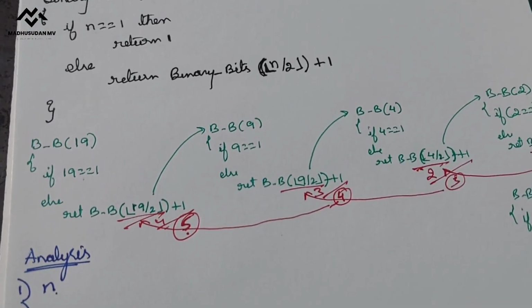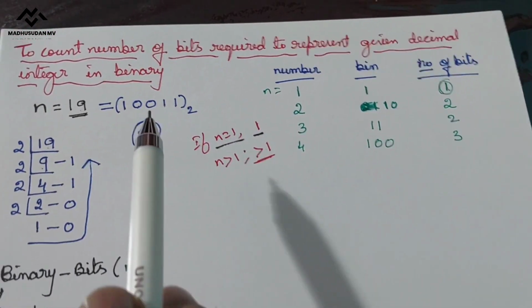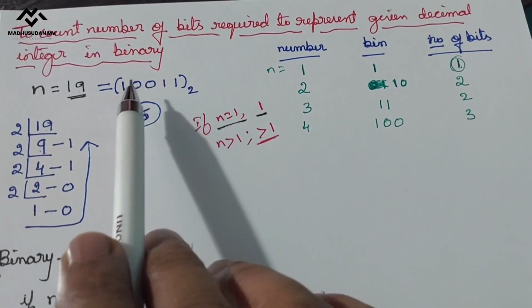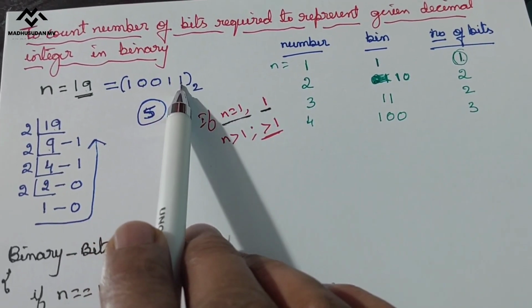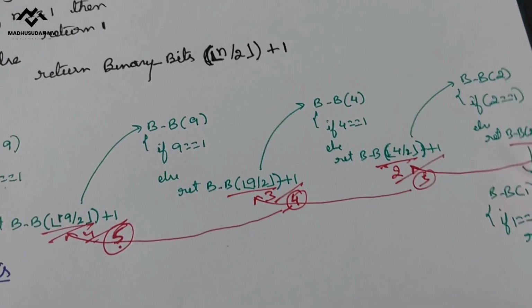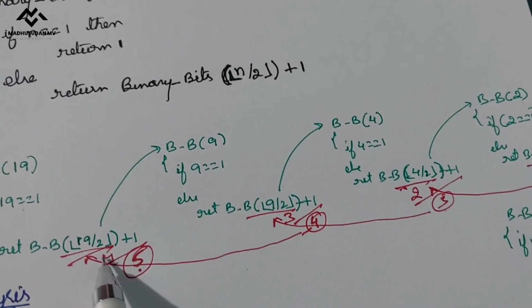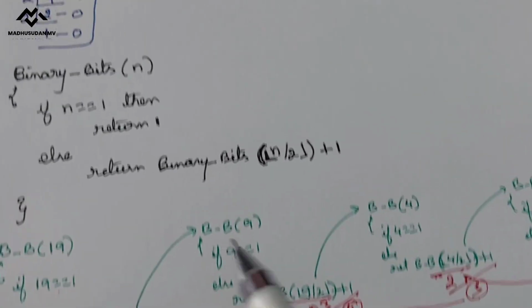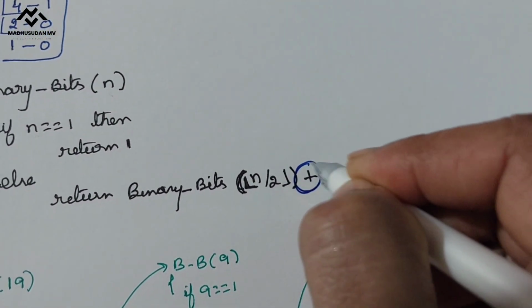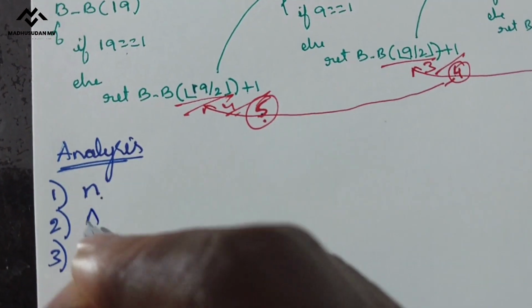Now, next, what is the basic operation here? Actually, after finding the binary, we counted 1, 2, 3, 4, 5. Similarly, here we are counting: 1 plus 1, 2. 2 plus 1, 3. 3 plus 1, 4. 4 plus 1, 5. So here addition operation is the basic operation.